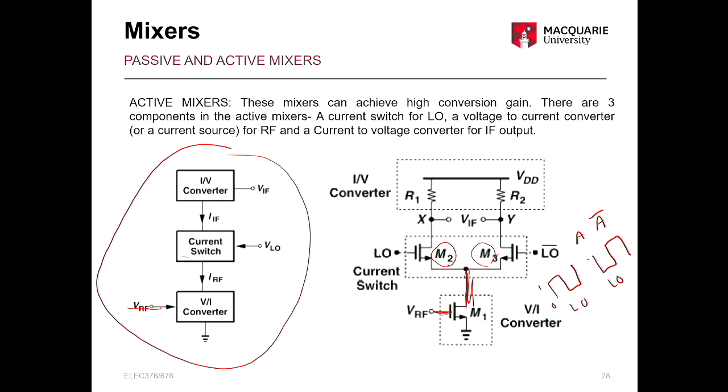So it'll start with 1. When LO goes from 1 to 0, LO bar will go from 0 to 1. So one of these MOSFETs, M2 or M3, is on all the time. The current is switching between these two, and that's what creates the mixing action. And of course, we need to take the voltage out, and that is taken through the load resistors or the drain resistors, R1 or R2.